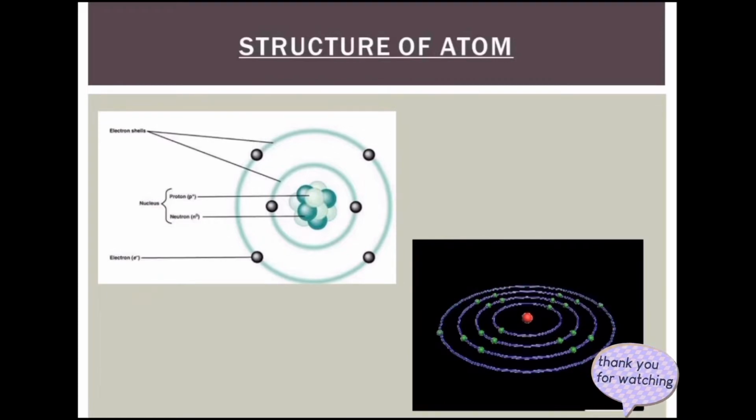Different shells or orbits have different numbers of electrons. For example, the first shell can hold up to 2 electrons, the second shell can hold up to 8 electrons, and the third shell can hold up to 18 electrons. So in the picture you can see we have 2 shells. An electron shell is the outside part of an atom around the atomic nucleus, in which electrons are present.